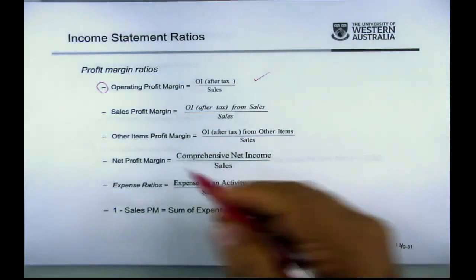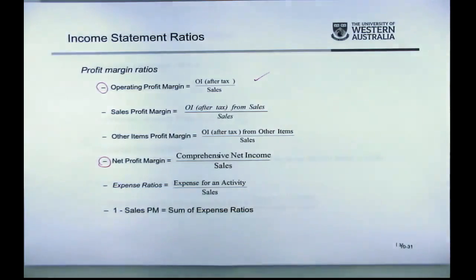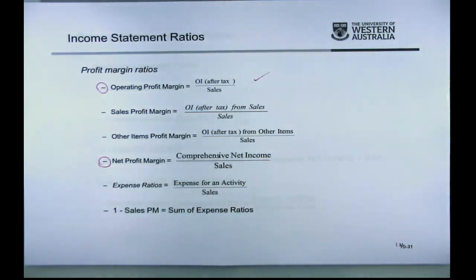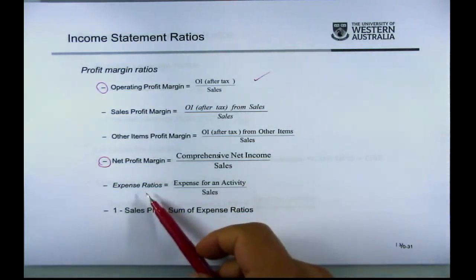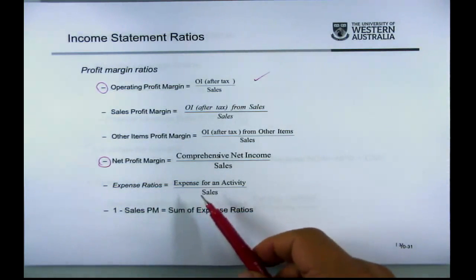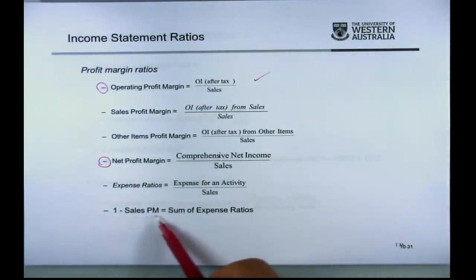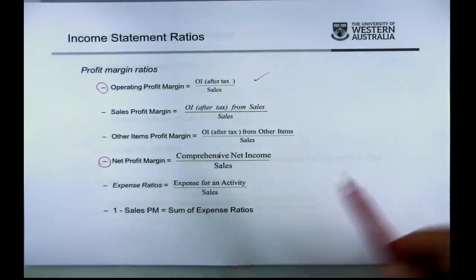We have the net profit margin. This one also is very popular. It is the comprehensive net income divided by sales. We have the expense ratio, which is any expense divided by sales. Note that 1 minus sales profit margin is the sum of expense ratios.